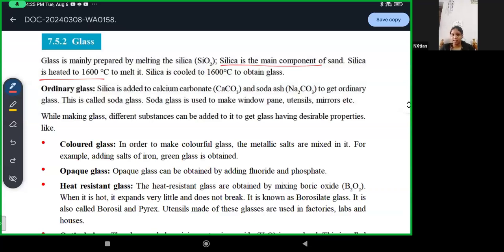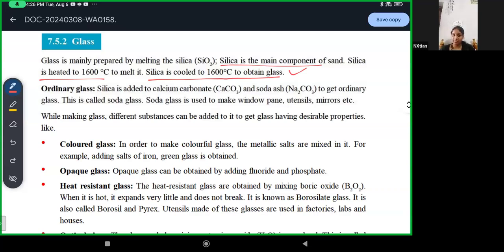It's 1,600 degrees Celsius to melt it. Silica is cooled from 1600 degrees Celsius to obtain glass. Silica is obtained from sand. It's a component of sand.